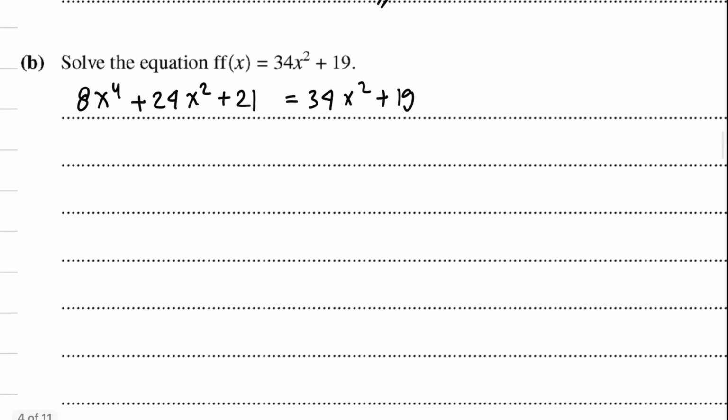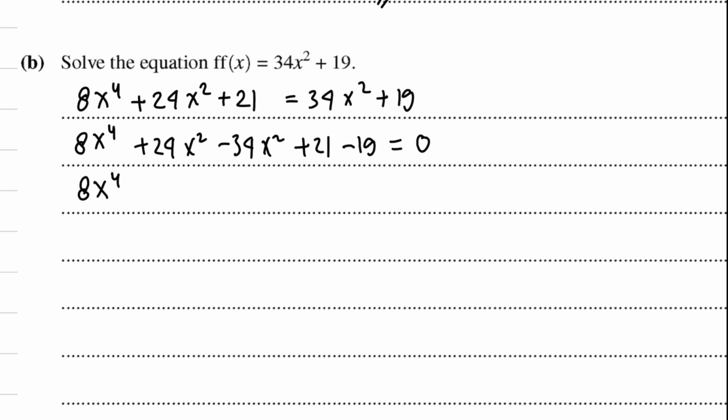So let's do it. So we minus both sides with 34x squared. So we will get 8x^4 plus 24x squared minus 34x squared, and we have plus 21. And then we minus again both sides by 19. So we make it equals to 0, because we want to solve the quadratic. So we have to put 0 on the right side. So we'll get 8x^4, and then we have 24 minus 34 is minus 10x squared, 21 minus 19 is just plus 2 equals to 0.